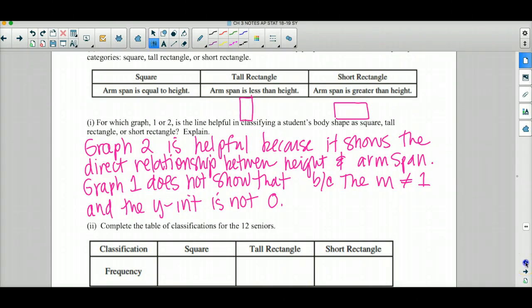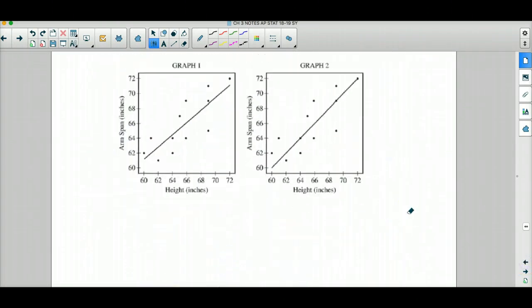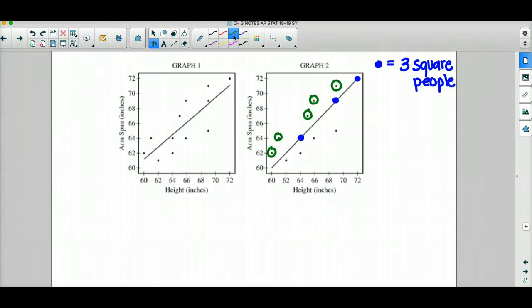Okay, so now look back at this. And I want to talk about this, and I want you to look at the people. These two people are square. The blue dots, oh, I didn't see that person. The dots are 3 square people. Okay, now I'm going to go in and I see these people. 1, 2, 3, 4, 5 people. Why are they above the line? What is longer on them?